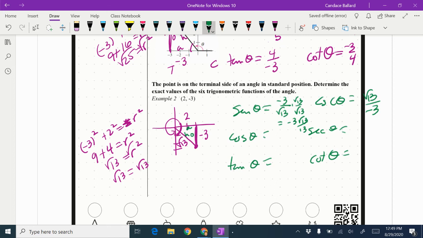All right, my cosine is the adjacent 2 over the hypotenuse square root of 13. So this would be square root of 13 over 2, okay? And then I'm going to rationalize this part, which gives me 2 square root of 13 over 13. Finally, I've got the tangent, which is the opposite, -3 over the adjacent 2, and I just flip that for my cotangent.